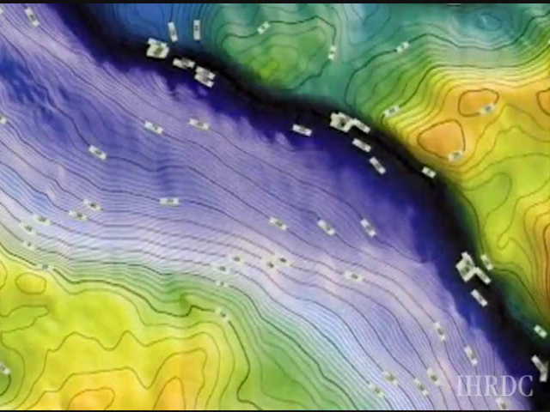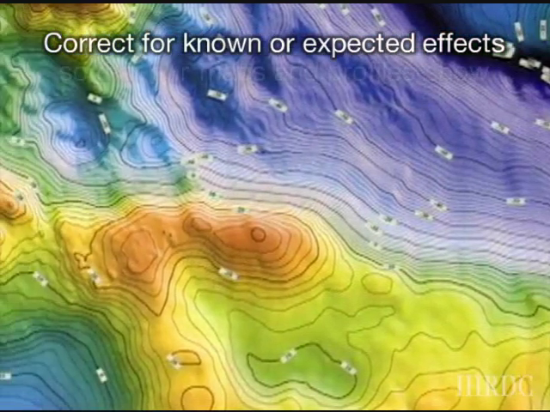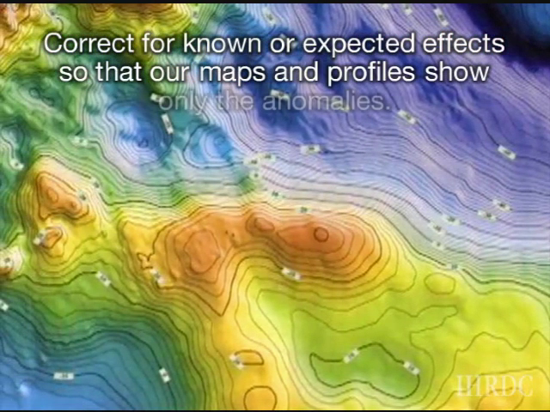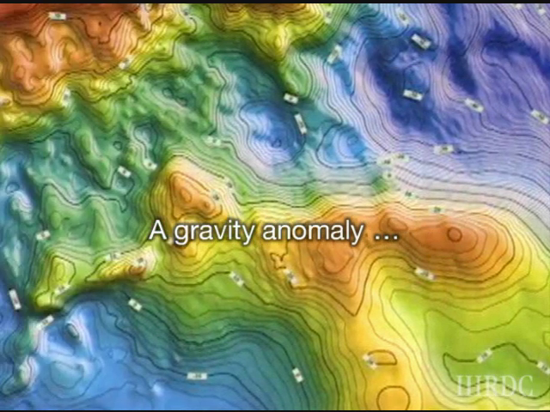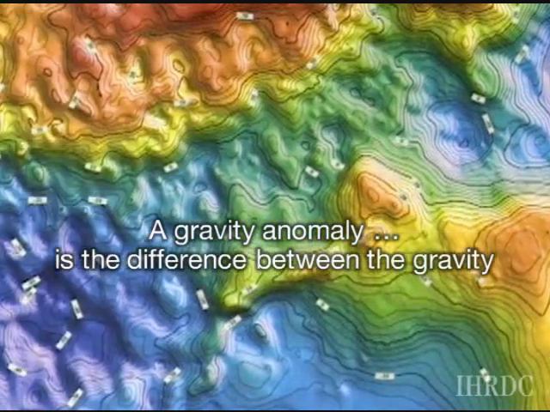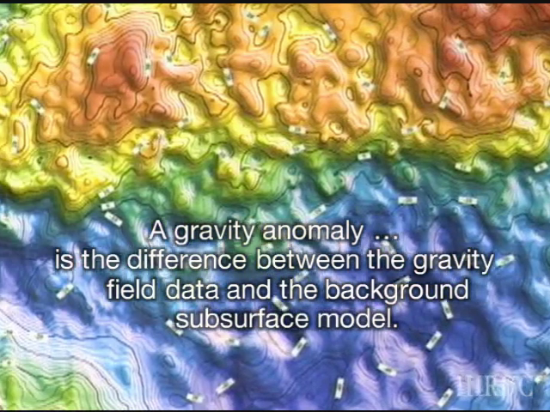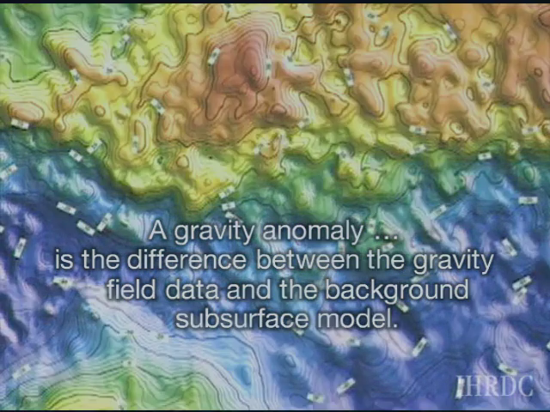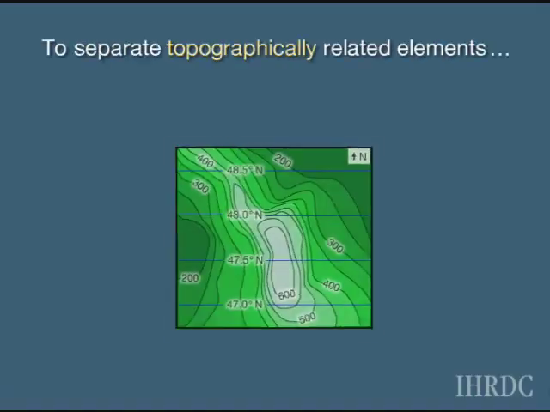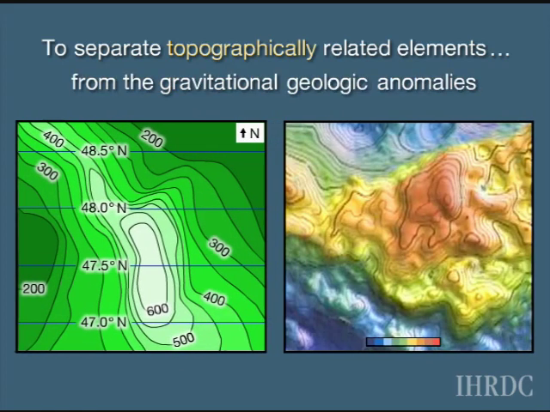When we interpret gravity data, we attempt to correct for the known or expected geographical effects so that our maps and profiles show only the anomalies. A gravity anomaly, such as a free air or Bouguer anomaly, is the difference between the gravity field data and the background subsurface model. With Bouguer anomalies, we attempt to remove the gravity effects of topography. Our goal in interpreting gravity data is to separate topographically related elements in field data from the gravitational geologic anomalies.